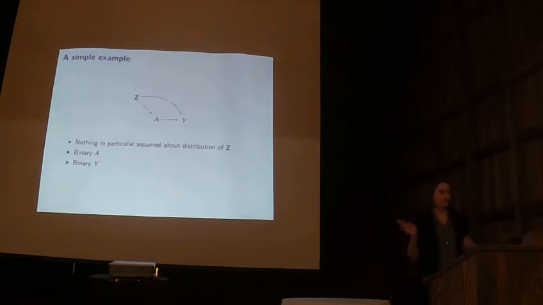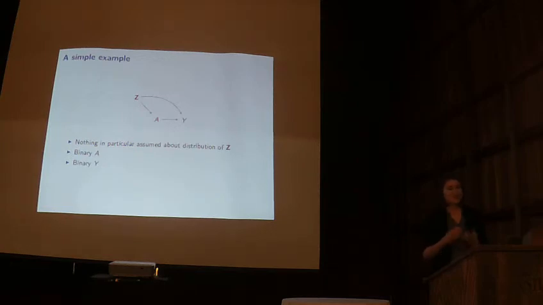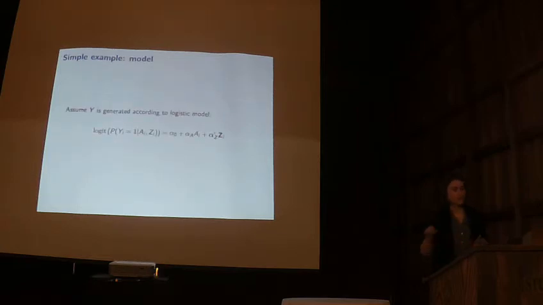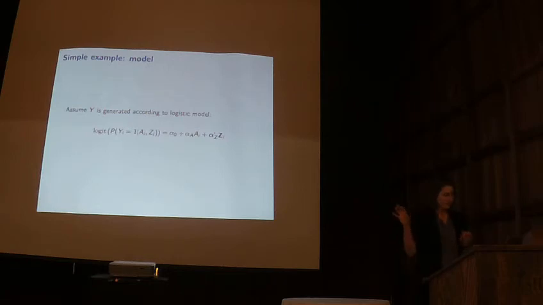So here's this really simple observational data example. We're not assuming anything in particular about the distribution of Z, although in my notebooks they're binary. And then we have a binary treatment A, it's easier to think about, and then I'm just using a binary outcome Y. So we're going to say that Y is being generated according to the logistic model. And this is where we're making some strong statements about the data generating process.